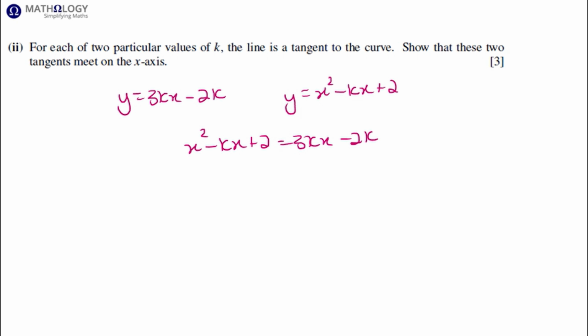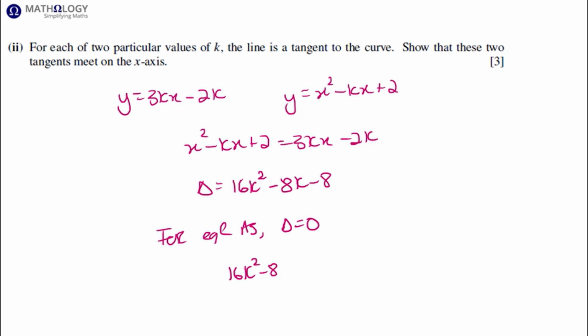So we're not going to go and do this all over again. The discriminant we had was 16k squared minus 8k minus 8. Now delta must equal 0 for equal roots. So 16k squared minus 8k minus 8 must equal 0. So that's 2k squared minus k minus 1 equals 0.